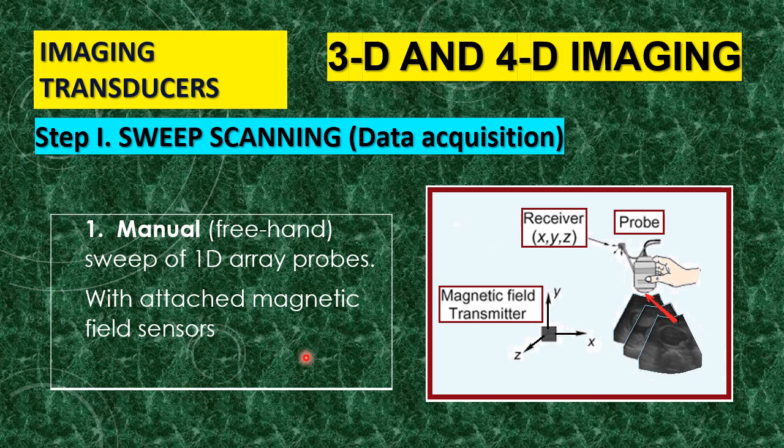Okay, with the attached magnetic field sensors. So this is the manual sweep, and it is no longer in the market because it has a lot of defects. You might not sweep in one line; you might get a zigzag line, and this will confuse the image. Or you might move the probe in a straight line, but not at the same sweeping speed. So you might move it fast and then slow and then fast. So there are a lot of problems with this manual or freehand sweeping, and that's why it's no longer used.